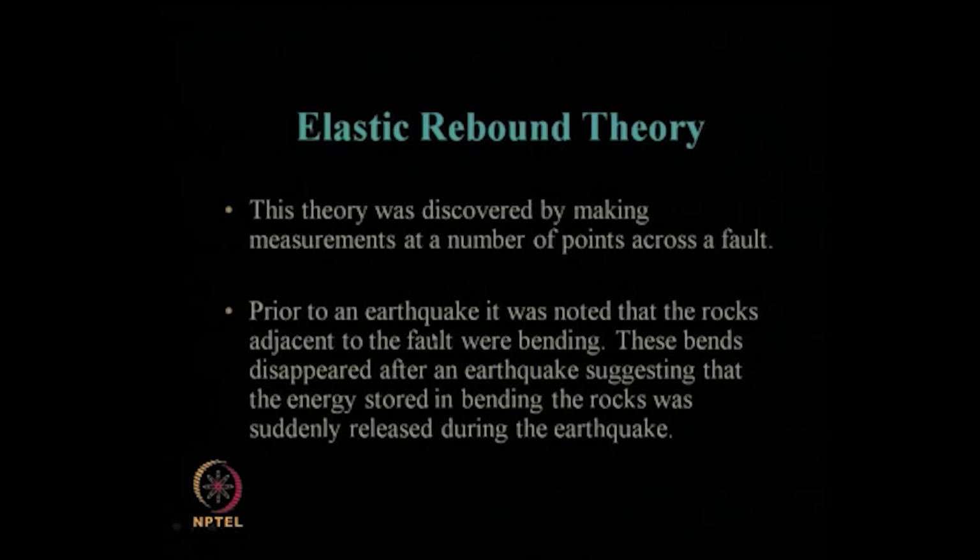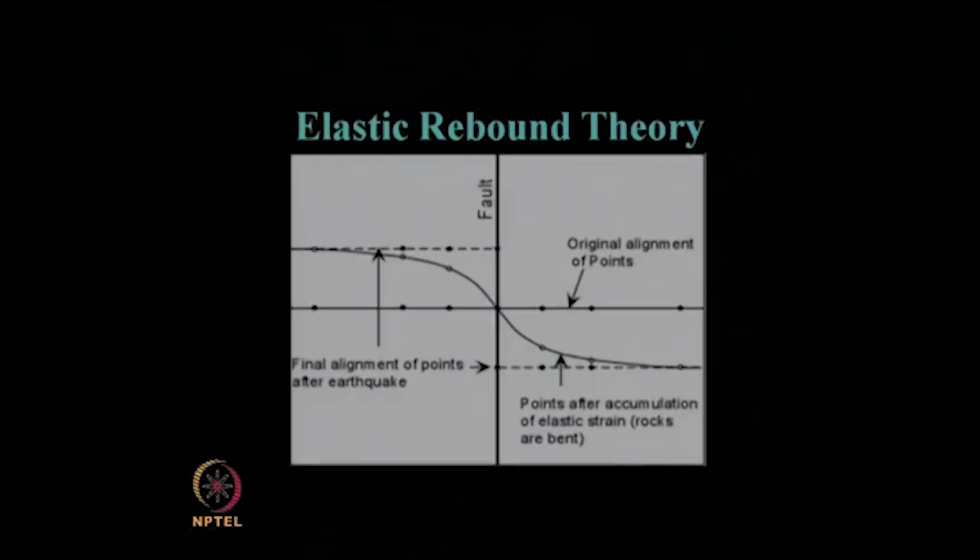So, prior to an earthquake, it was noted that the rocks adjacent to the fault were bending. These bends disappeared after an earthquake, suggesting that the energy stored in the bending of the rocks was suddenly released during the earthquake. Let us see this statement through the pictures, so our theory will be clearly understandable.